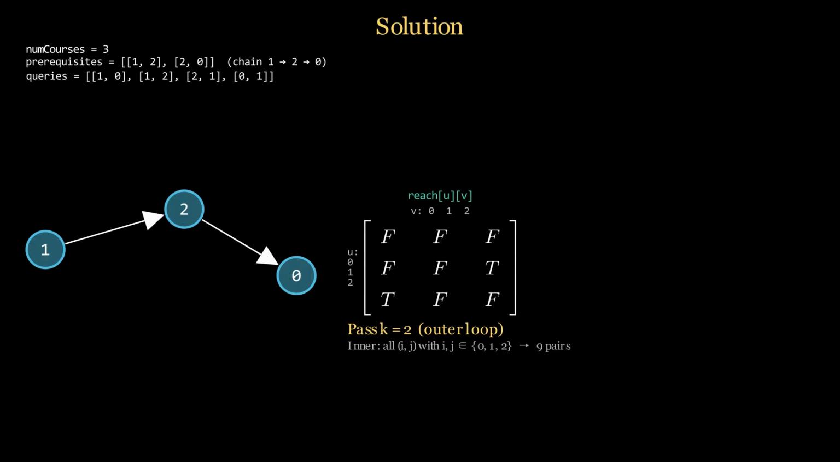Outer k is 2. Among the 9 i j pairs, this pass newly sets row 1 column 0 to true, because reach 1 2 and reach 2 0 are already true. Preprocessing is done. Now each query is one Boolean lookup in this table.